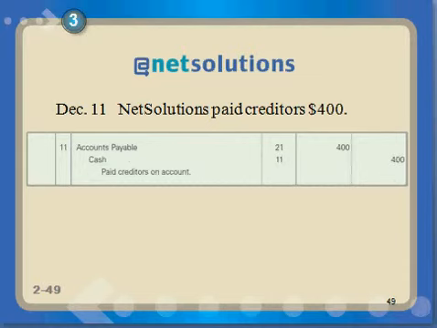On December the 11th, Net Solutions paid creditors $400, and so we debit our accounts payable for $400, and we credit our cash for $400. And I believe that's the balance on that supply account where we bought the supplies on account.